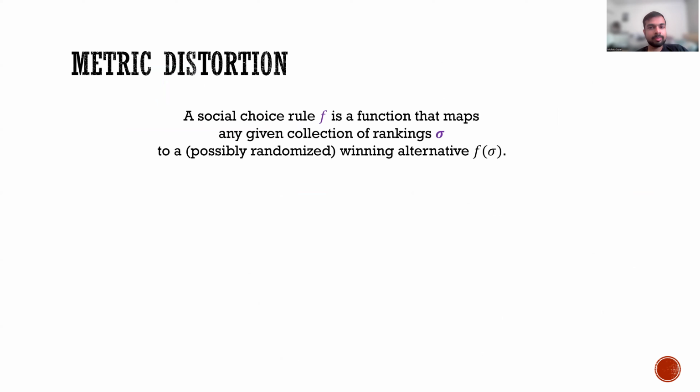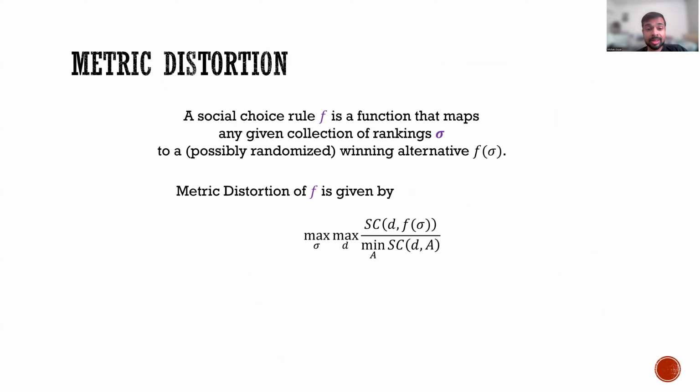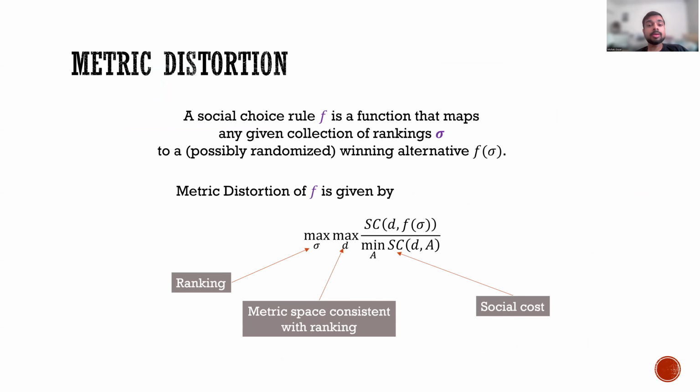So this is how we define metric distortion. A social choice rule is a function which maps any given collection of rankings to a possibly randomized winning alternative, and the metric distortion is the supremum over all the metric spaces consistent with the rankings, the worst case over all such rankings, of the ratio of the cost of the algorithm's winner to that of the socially optimum candidate.